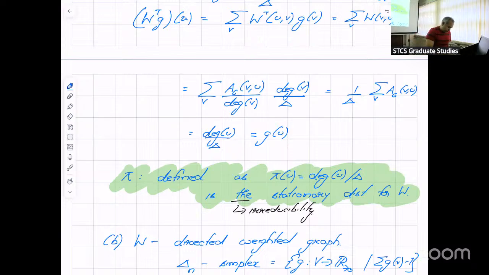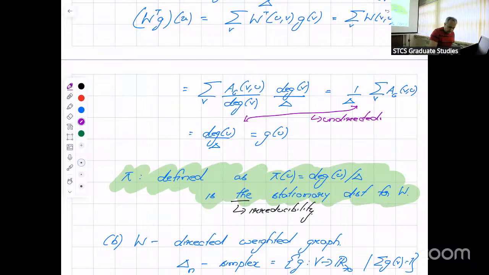What you said is true. This equality over here, from here to here, let's mark that one. From this transition, this is where you're using undirectedness. Important. And that proof breaks down otherwise.